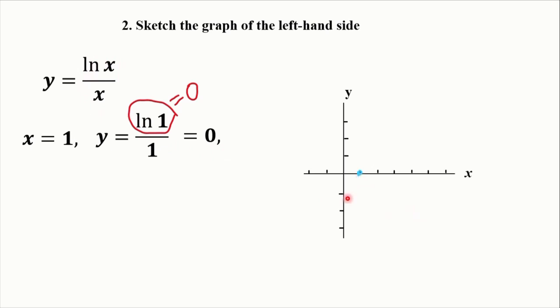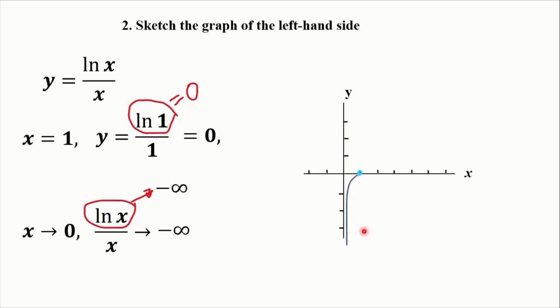Then we analyze the behavior of this function in the range between 0 and 1. So we take the limit as x approaches 0. Our function will approach some value: ln x approaches negative infinity as x approaches 0, so we have negative infinity here. It means that the plot behaves something like this, which is shown here.